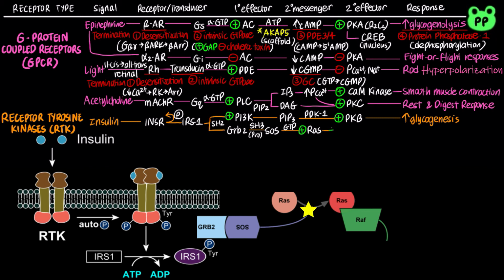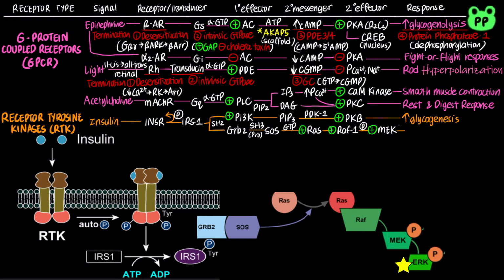GTP-bound RAS then activates RAF1, the first of the three protein kinases that form a phosphorylation cascade. RAF1 phosphorylates the second protein kinase MEK, which in turn phosphorylates the third protein kinase ERK. The activated ERK then enters the nucleus and phosphorylates other transcription factors to activate the transcription of proteins essential for cell division. In this case, insulin acts as a growth factor.